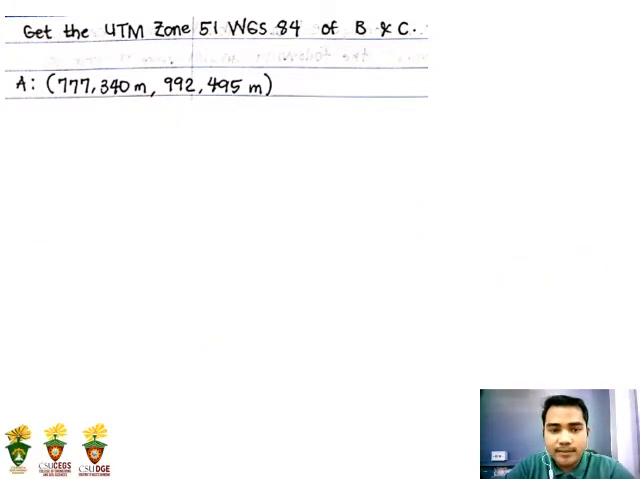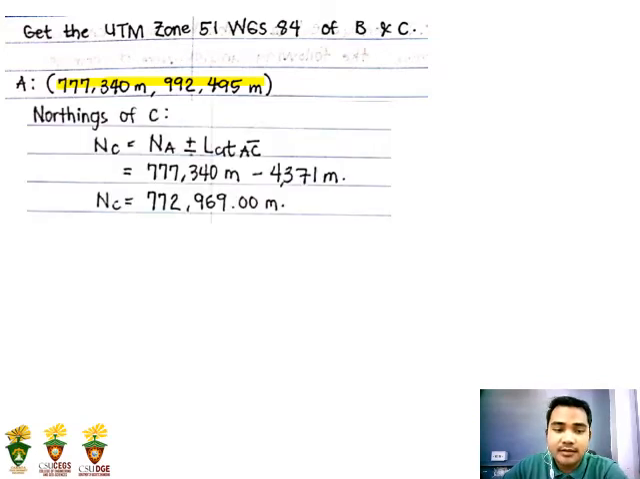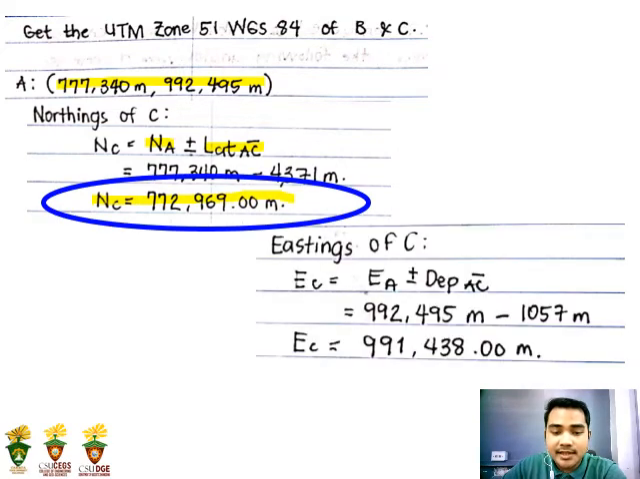Alright, so next is ang atong pangitaon is ang coordinates sa C. So again, we have the given coordinates at A. Balik lang ta sa gibuhat para sa B. Northings at C, given ang northings at A, then positive or negative ba ang latitude? So substitute the values sa atong nakuha ganina, we have northings to be 772,969 meters. For eastings, same lang gihapon, eastings at A, positive or negative departure. Since negative ang atong value ganina sa departure, atong i-minus sa eastings sa A. Therefore, ang eastings sa C is 991,348 meters.